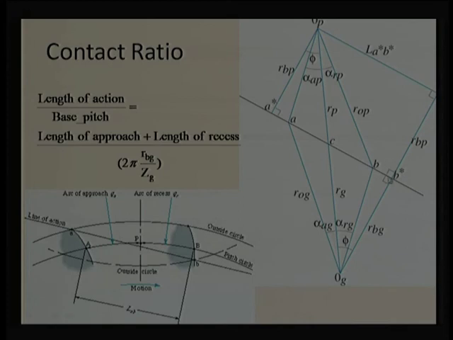So, the tooth will be departing, or the separation will occur, before the B star, and that is assuming that B. So, A to B is the length of action, and we need to find out this length. We already know that it will be 2 pi r bg divided by z g. This is generally a geometry parameter known to us before operation, but this action can be calculated based on the operating parameters. So, we need to figure out the length of approach and the length of recess, and once we know that, we will be able to find out the contact ratio.